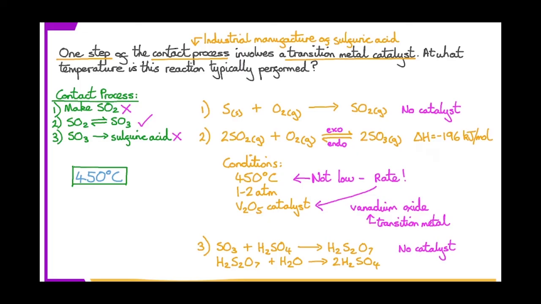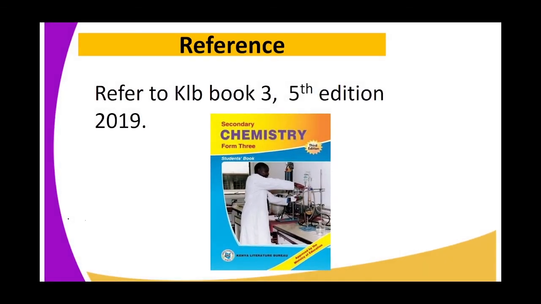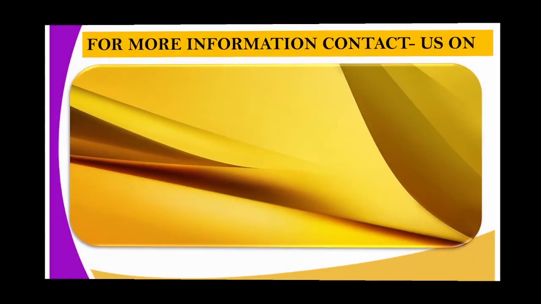And that is the end of our lesson. I have an activity for you. Number 1, draw a well-labeled diagram describing the manufacture of sulfuric acid. Number 2, what are the conditions required for the manufacture of sulfuric acid? Our reference is KLB Book 3, 5th edition, 2019.